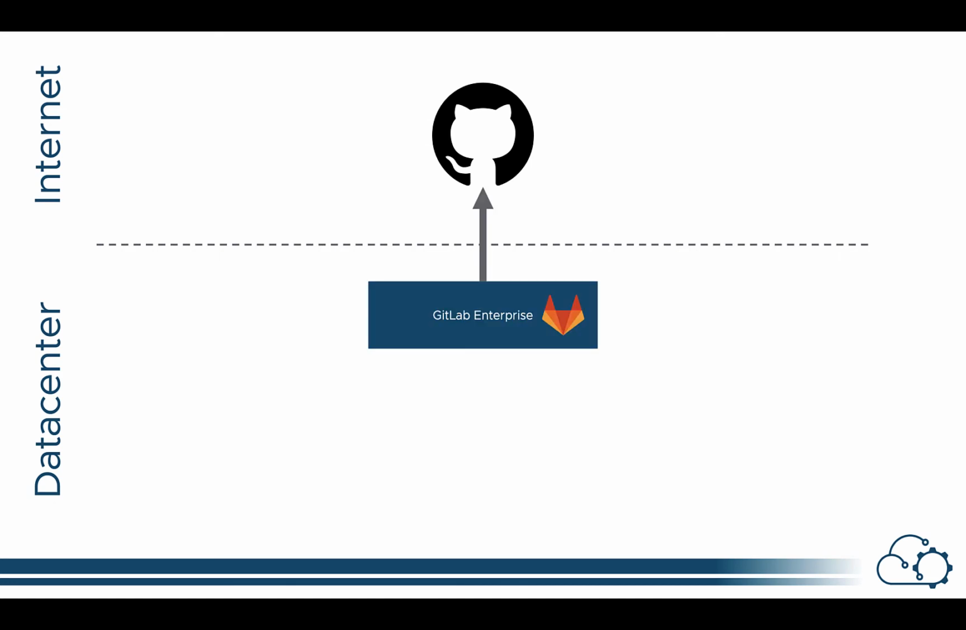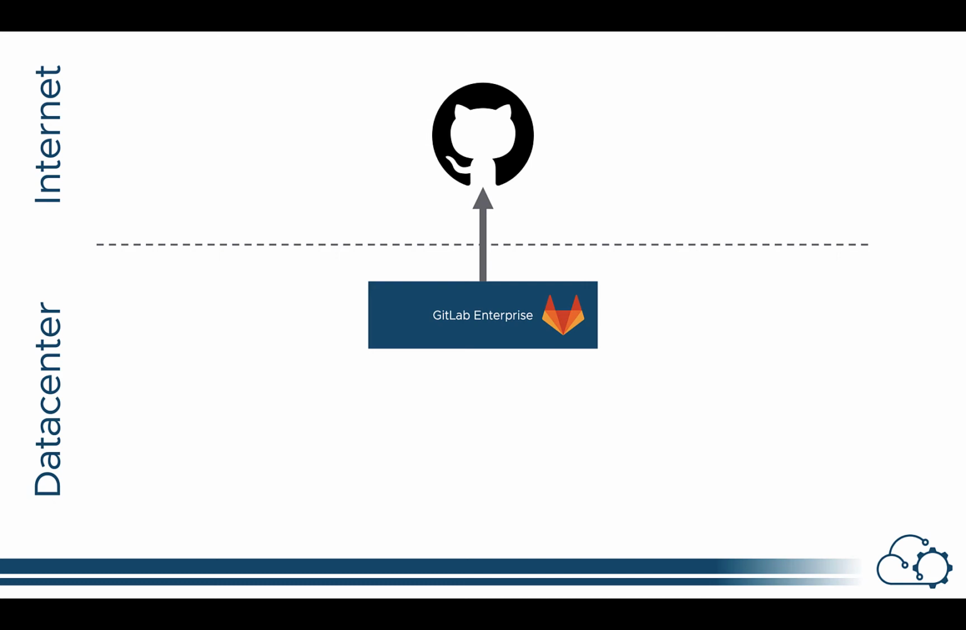Now, as I mentioned, there are some components that are out on the internet. There are some that are in my data center. We start off with GitHub and my repository on GitHub. When I push a change into GitHub and commit it, that change will eventually be reflected and mirrored back into GitLab Enterprise, which is running in my data center.